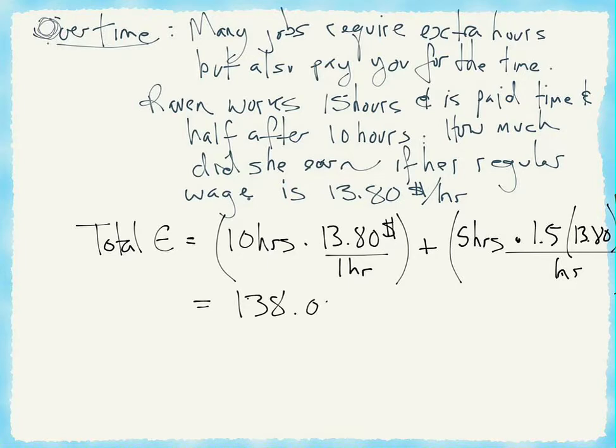So our first one, 10 times $13.80, gives us $138, plus 1.5 times 13.8, again, watch your decimals, gives us 20.7 times 5. So she actually earned almost $100 extra.